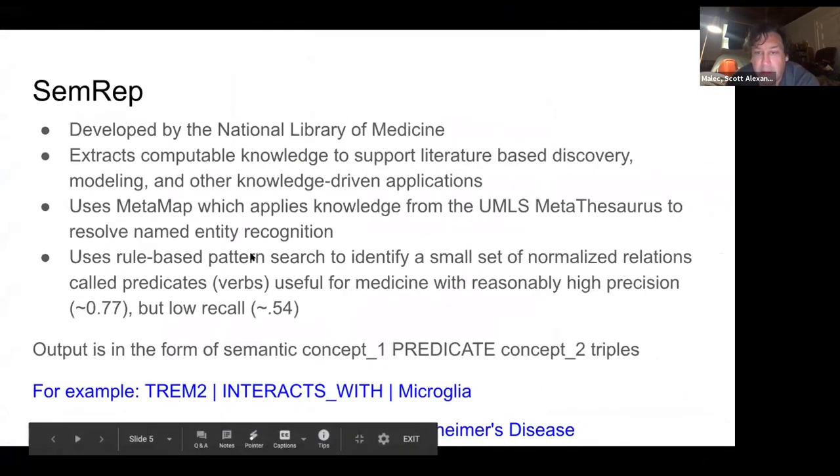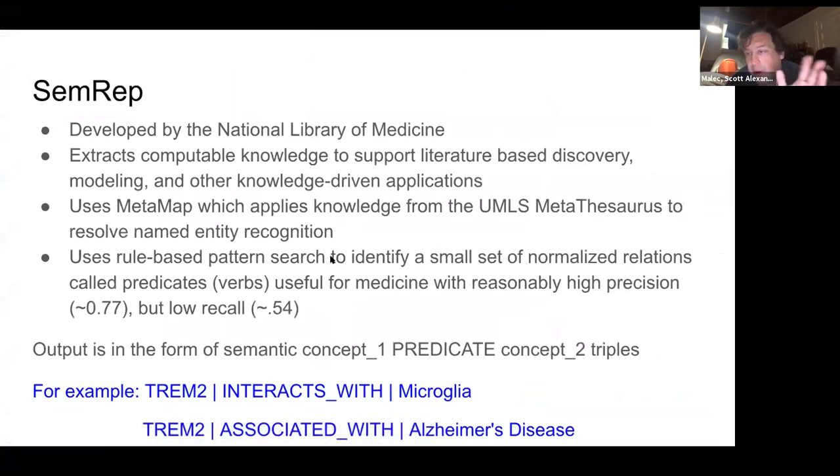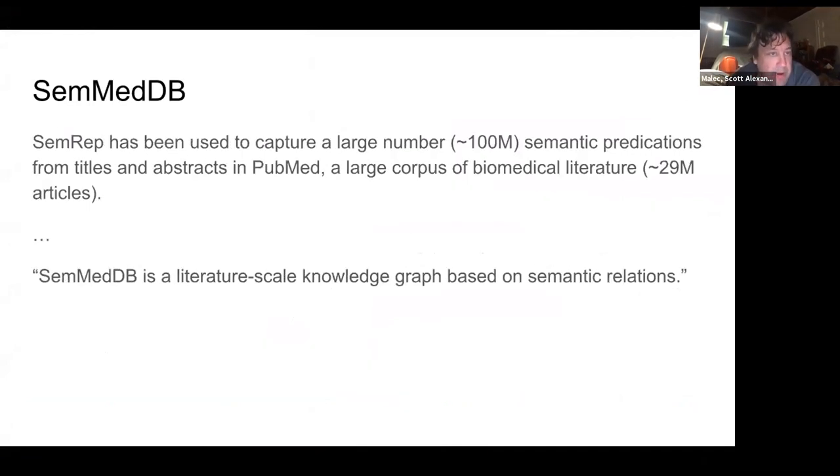What this means is that SEMrep has low recall but very high precision. The relationships that it does pick out are good, but it doesn't pick out everything. SEMrep has been used to capture a large number, almost 100 million as of the last release, of semantic relationships from titles and abstracts in PubMed, and this resulted in a corpus of predications called SemMedDB.